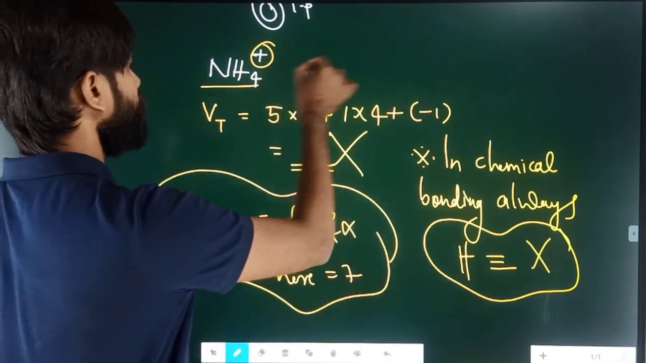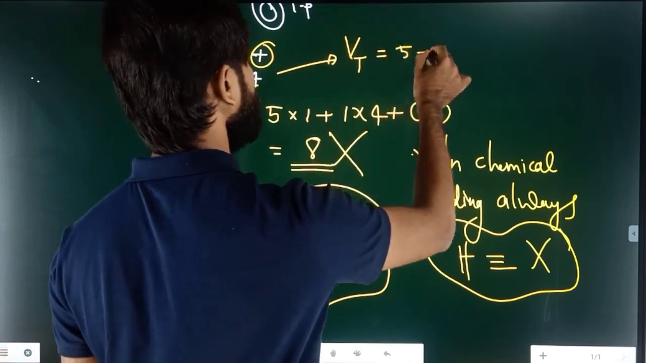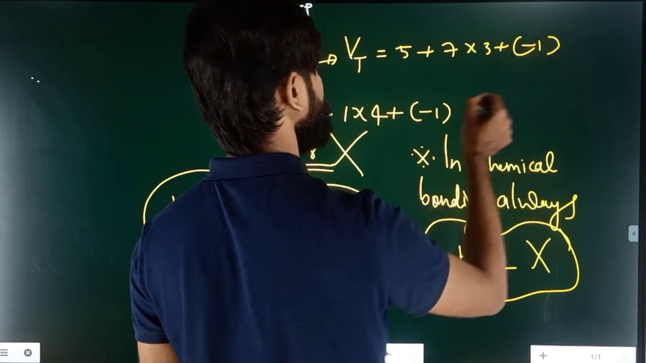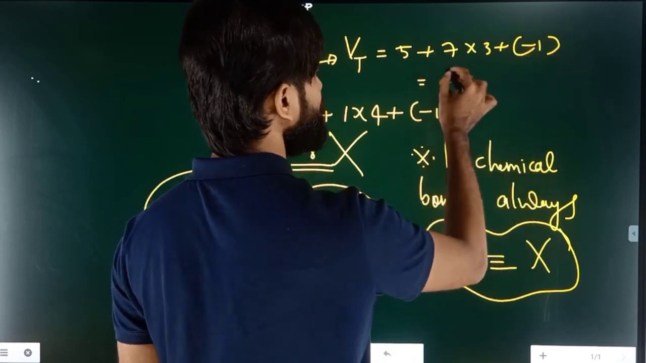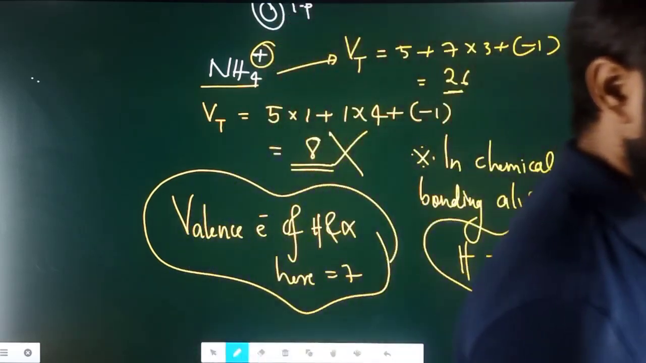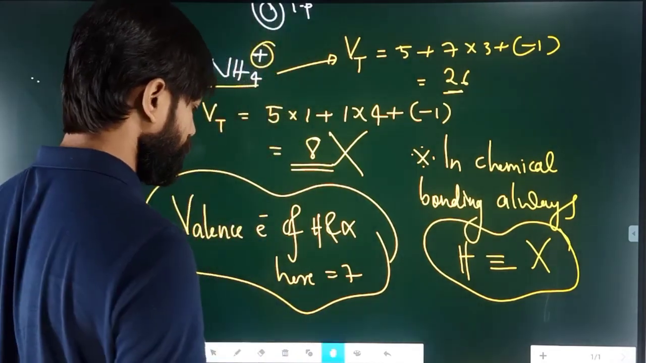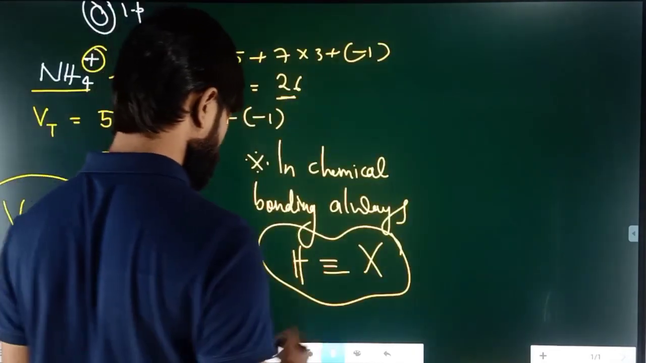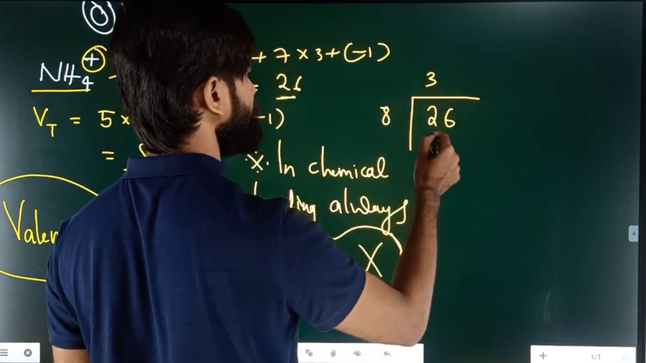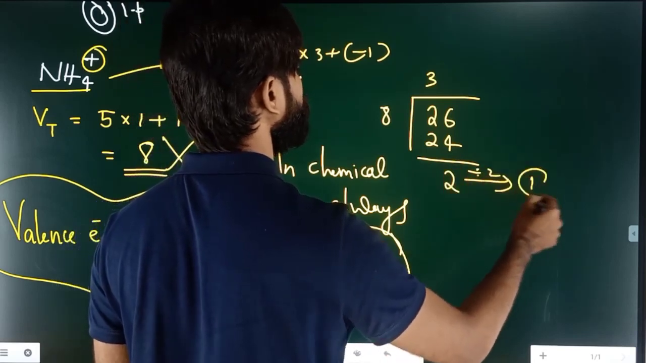Okay. So let's count like that. Total valence electron. Nitrogen 5. Hydrogen 7, 7 into 3. Plus an electron lost, minus 1. So what is that answer? 26. So here the 26 is the answer. Fine. Now you can solve that. So divide 26 by 8. So here is 3, here is 24, the remainder is 2. So divide that remainder by 2, you obtain 1.